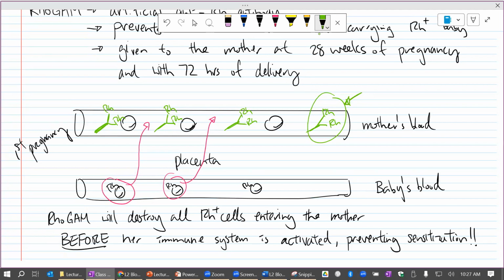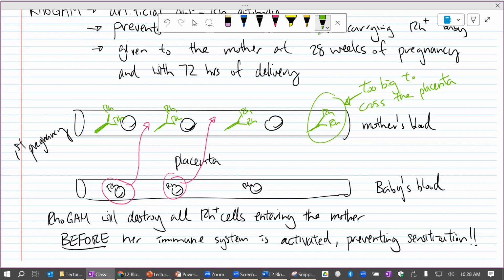It's artificial, and they make it very big. They are too big to cross the placenta, so all the ROGAM will only remain in the mother's blood. It's not going to go into the baby. That's all. But in a subsequent pregnancy, like the next pregnancy, she would need another dose of ROGAM.